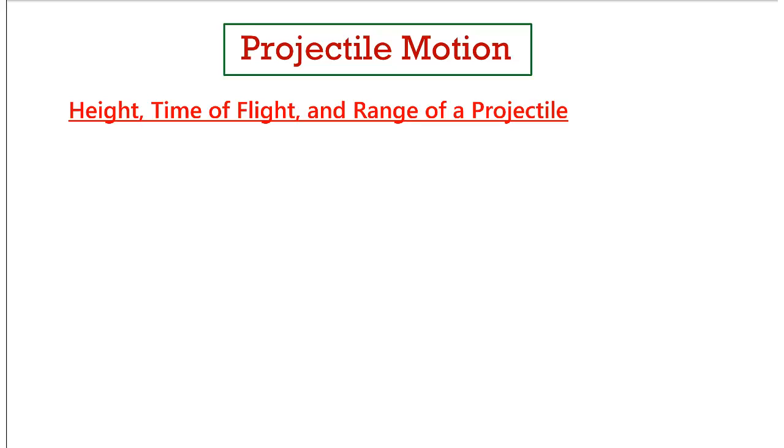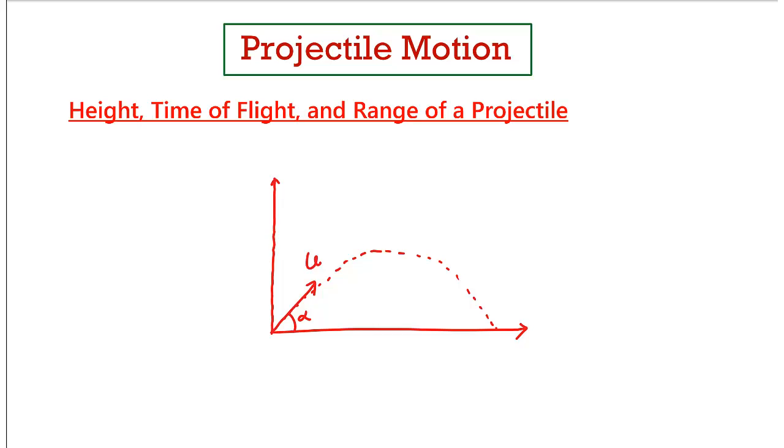we solve the problems. Now in this video we'll see how to calculate maximum height, time of flight and range of a projectile when it is thrown on a horizontal plane. So let us consider this is my y-axis and this is my x-axis, and a projectile is thrown with initial speed u at angle alpha. So this is the path of the projectile that it will follow. So this is the projectile path.